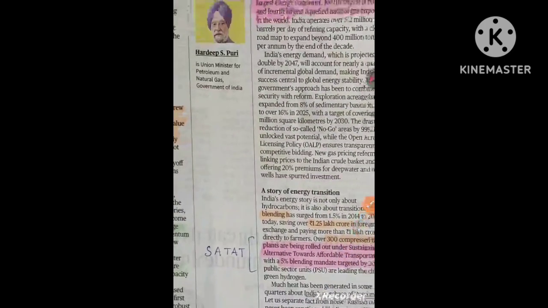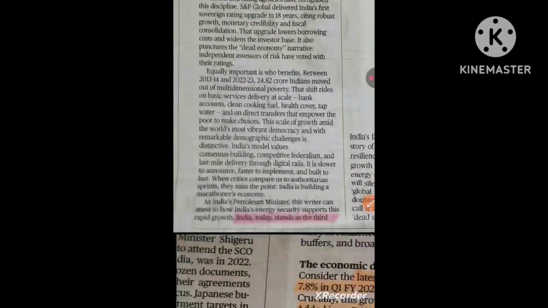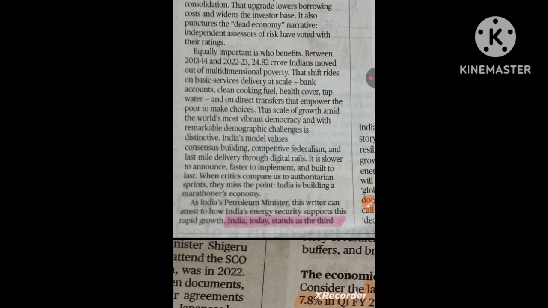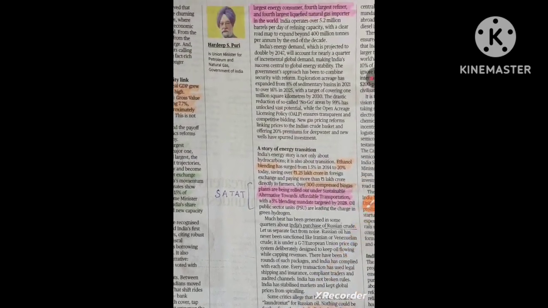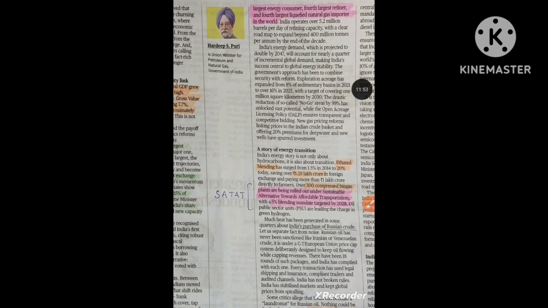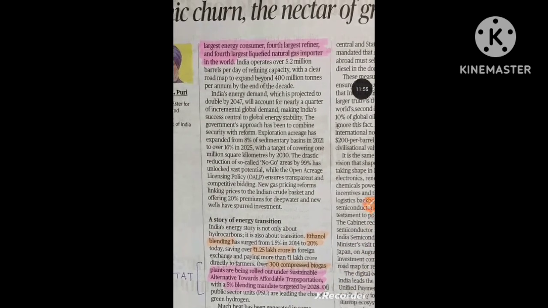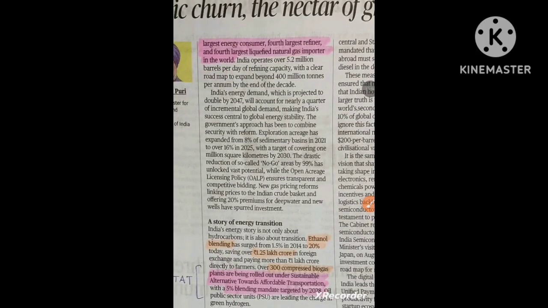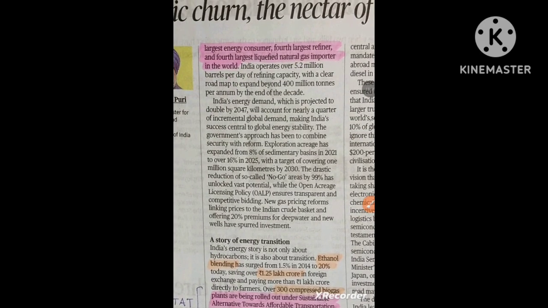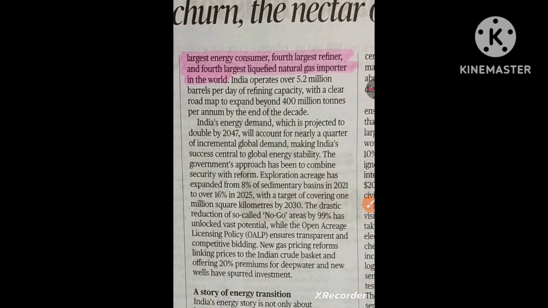Now we move towards energy. Basically, it's an economy question which is also linking to the environment, which is also linking to the energy consumption. Now, India today stands as the third largest energy consumer, fourth largest refiner, and fourth largest liquefied natural gas importer in the world.